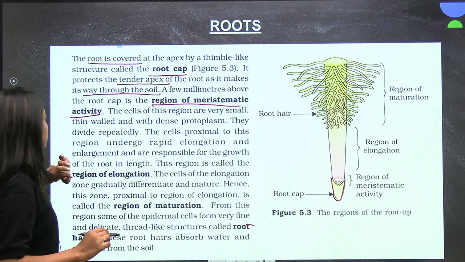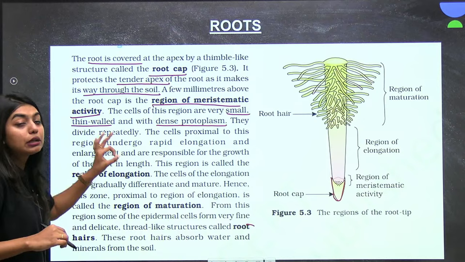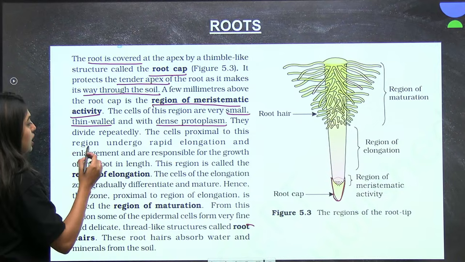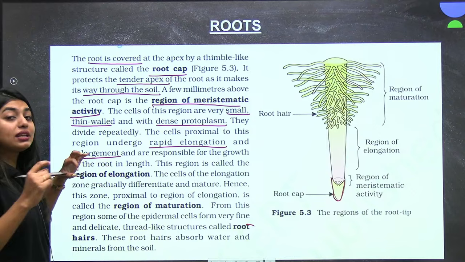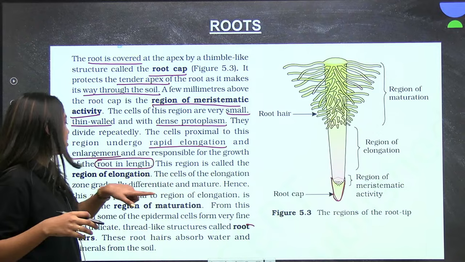Here the cells of this region are very small. They are small, thin walled, with dense protoplasm, and they divide repeatedly, or you can write they are actively dividing. Now, the cells proximal to this region undergo rapid elongation and enlargement and are responsible for growth of the root in length. Very important. They help the root to grow in length. This region is called your region of elongation.